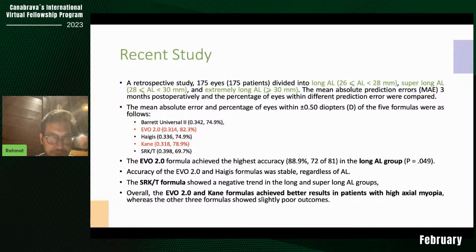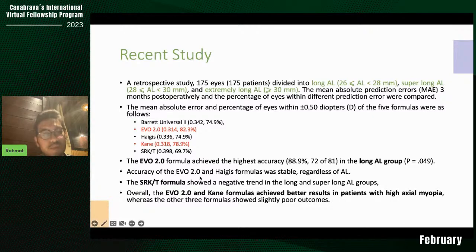So if we want to ask which formula we should prefer in long eyes, a recent study including 175 eyes divided into long, super long, and extremely long axial length evaluated five formulas: Barrett Universal 2, EVO 2.0, Haigis, Kane, and SRK/T. The result was that the EVO 2.0 formula achieved the highest accuracy of 88.9% in the long axial length group between 26 and 28 millimeter, whereas the accuracy of EVO 2.0 and Haigis formula were stable regardless of the axial length.